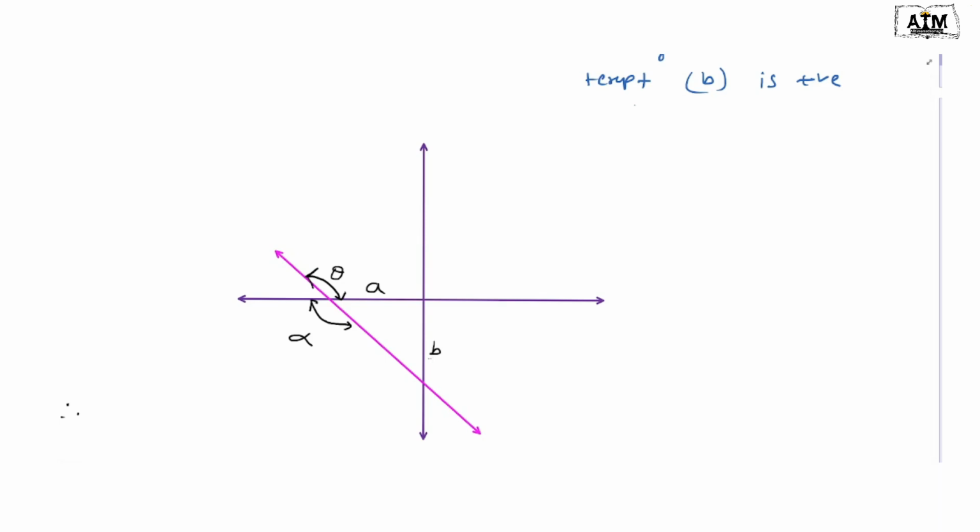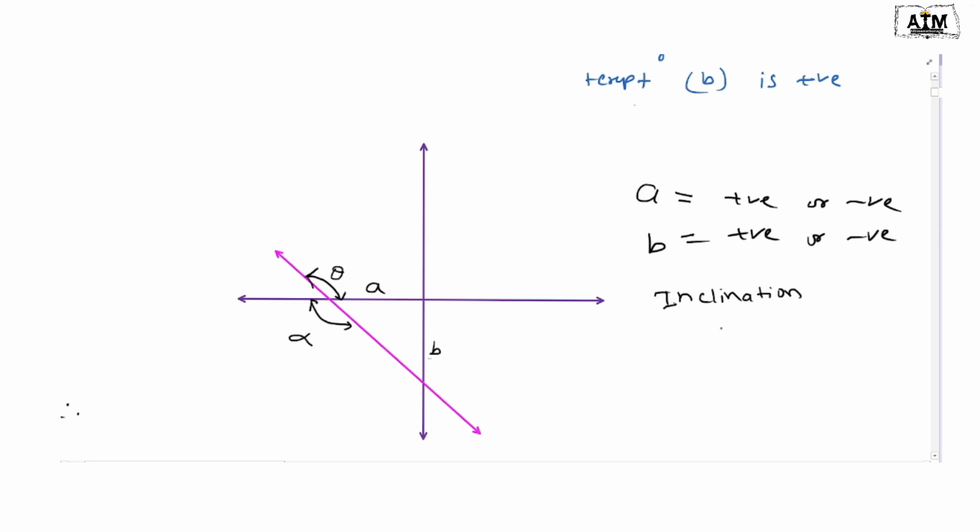After all this discussion, I would like to give you one question. In this graph, what is the sign of a? Is a positive or negative, and b positive or negative, and which one is the inclination of the line? Inclination of line, is it angle theta or is it angle alpha? Out of these two, which one can be called the inclination of the line? Please write down your comments in the comments box.